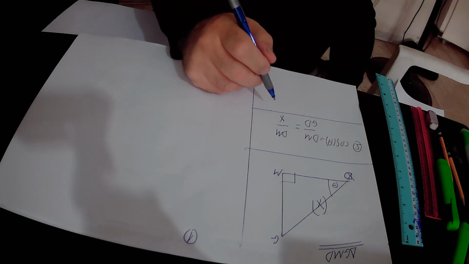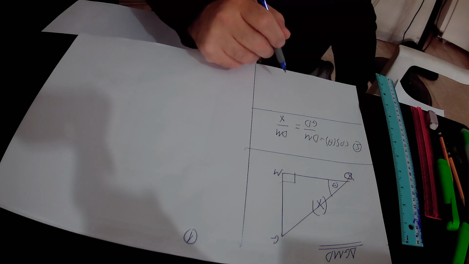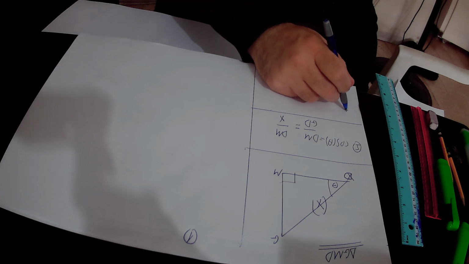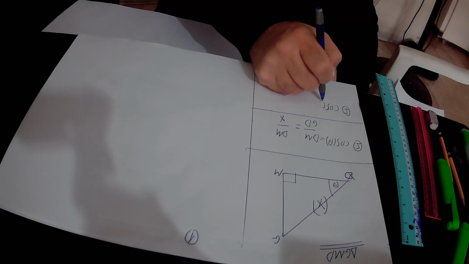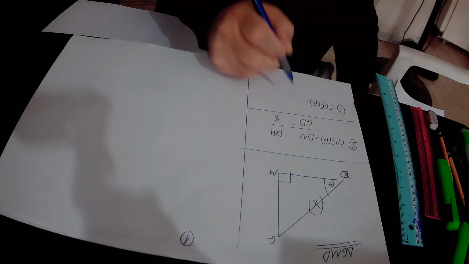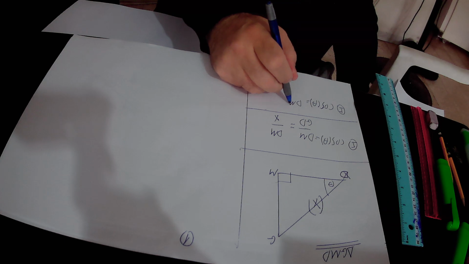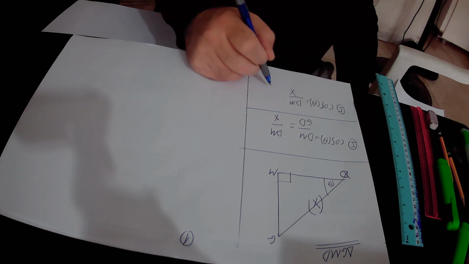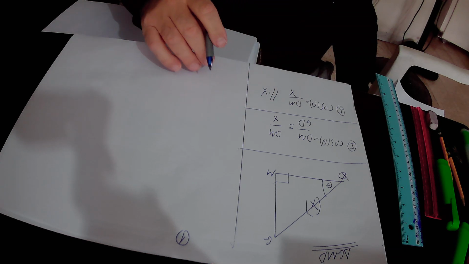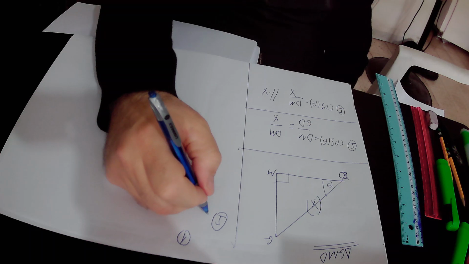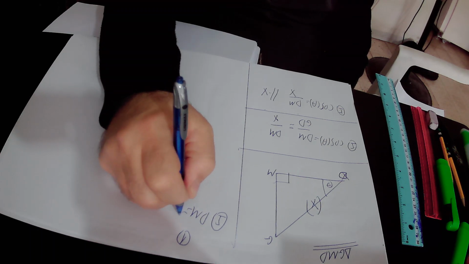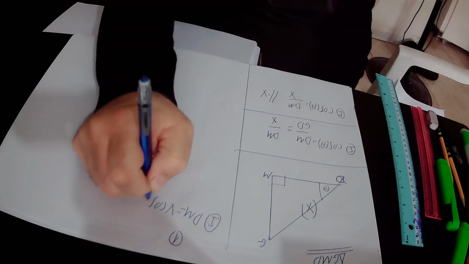So we found out that according to equation 1, cosine theta equals DM over x. Here we multiply this equation 1 by x. And finally we get that according to equation 1, DM equals x times cosine theta.